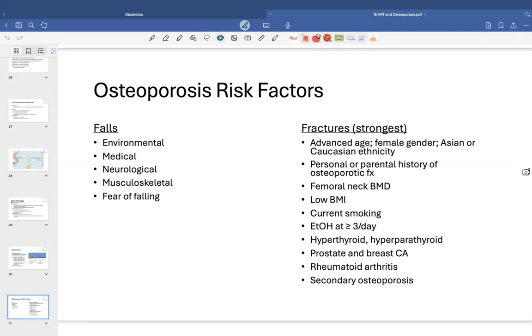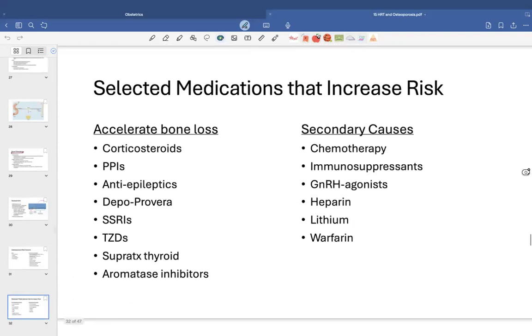just having a low bone mineral density, particularly of the femoral neck and the hip, and smoking, alcohol abuse, secondary osteoporosis, etc. There are medications that can be indicated as well that can accelerate bone loss, including glucocorticoids. Proton pump inhibitors are very important in this regard.